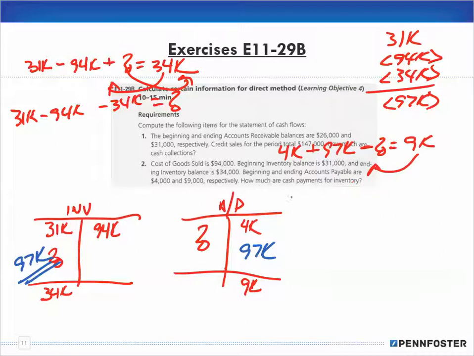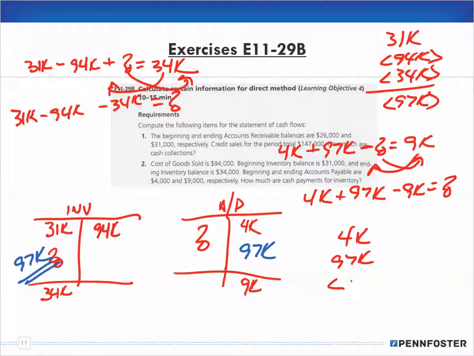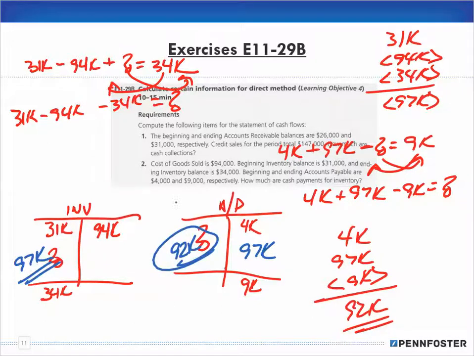We move the 9,000 over. We move the unknown across the equal sign. So I have 4,000 plus 97,000 minus 9,000 is equal to what? So 4 plus 97 minus 9, and that gives me a balance of a payment of 92,000 to our vendors. Okay, so that's the answer to the question. All right, how much are the cash payments for inventory?